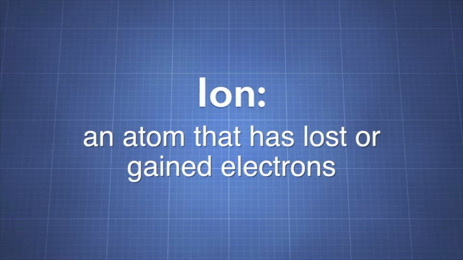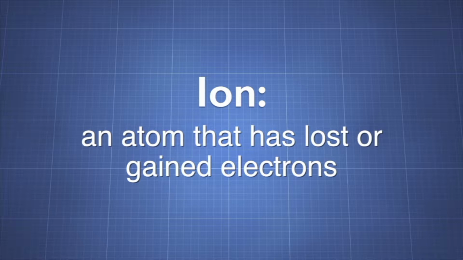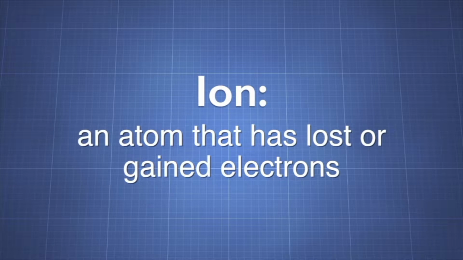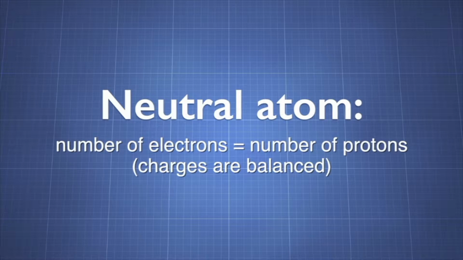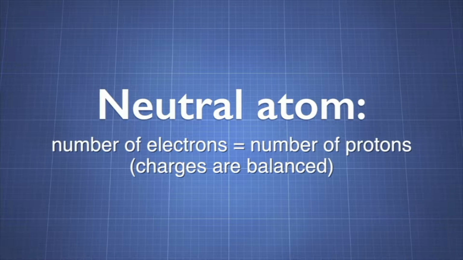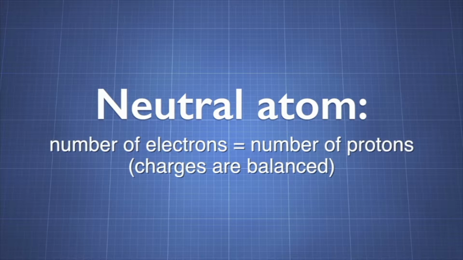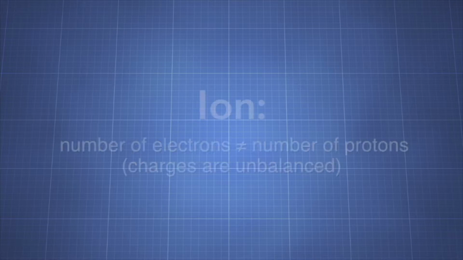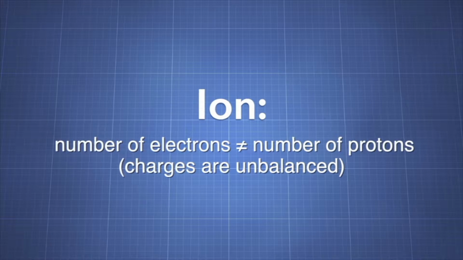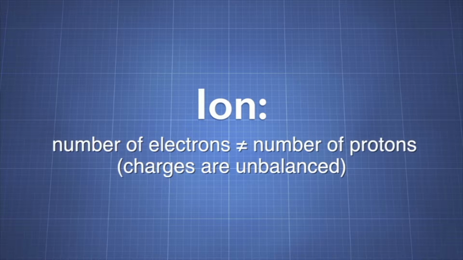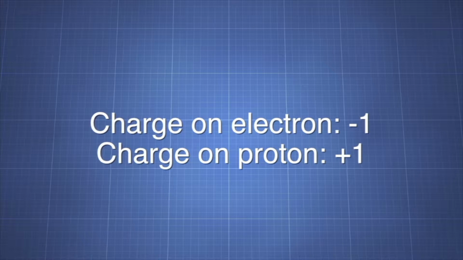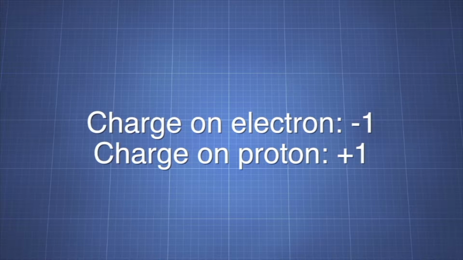These chemicals are formed between ions of the atoms that make them up. An atom becomes ionized when it loses or gains electrons. An electrically neutral atom has a number of electrons equal to the number of protons. The negative charges on the electrons balance the positive charges on the protons. When an ion forms, the atom loses or gains electrons, so the charges are no longer balanced, and the atom has a charge. An electron has a charge of -1, and a proton has a charge of +1.